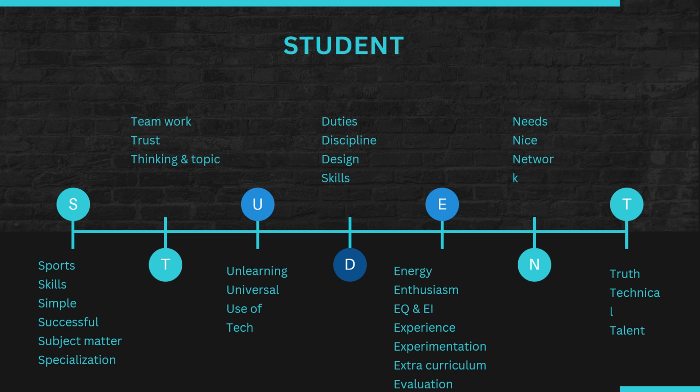U for unlearning, universal, use of tech. D for duties, discipline, design, skills. E for energy, enthusiasm, EQ and EI, emotional quotient and emotional intelligence, experience, experimentation, extracurricular activities and evaluation. N for needs, nice, network. T for truth, technical skills and talent.